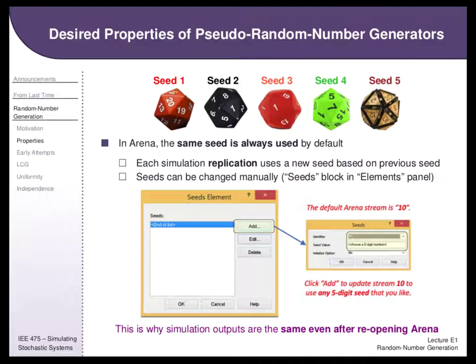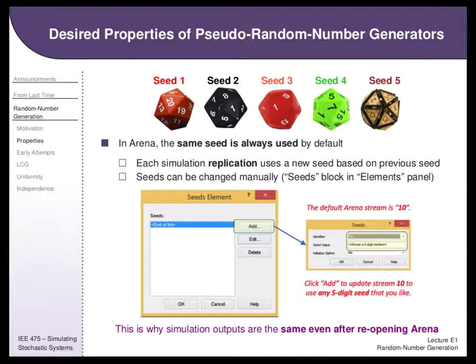In Arena, you do. And so we'll see this more and more. This will become important in the back half of the class as well, but you should know there is a seeds element. It's in the elements panel, and if you drag that on, you can actually edit Arena's seed. By default, it always starts with the same seed. That's why if you open Arena and run it, and then close Arena, and then open Arena and run it, you'll get the exact same results for the same model because it starts with the same seed.